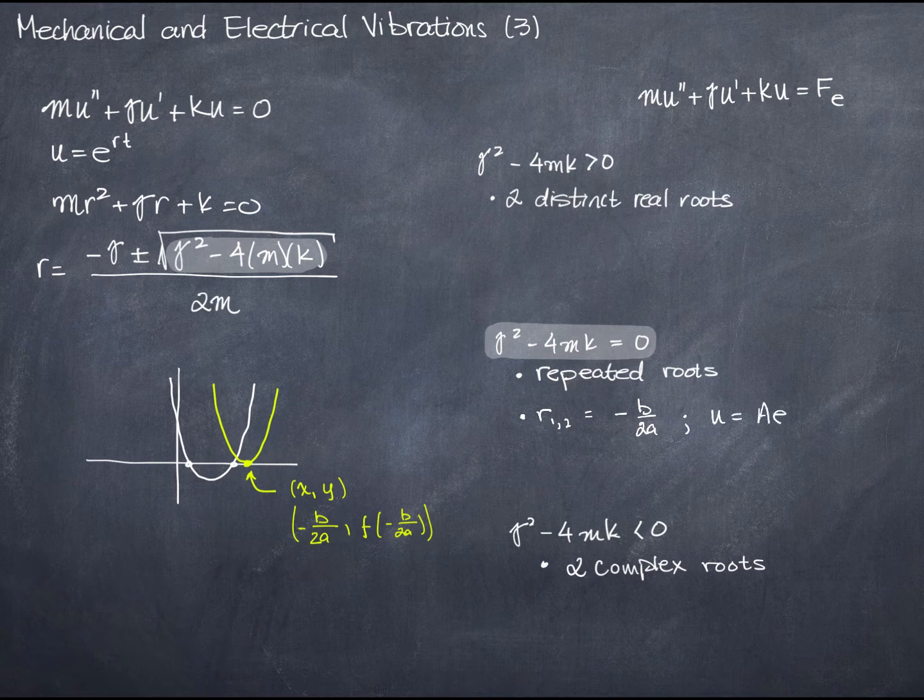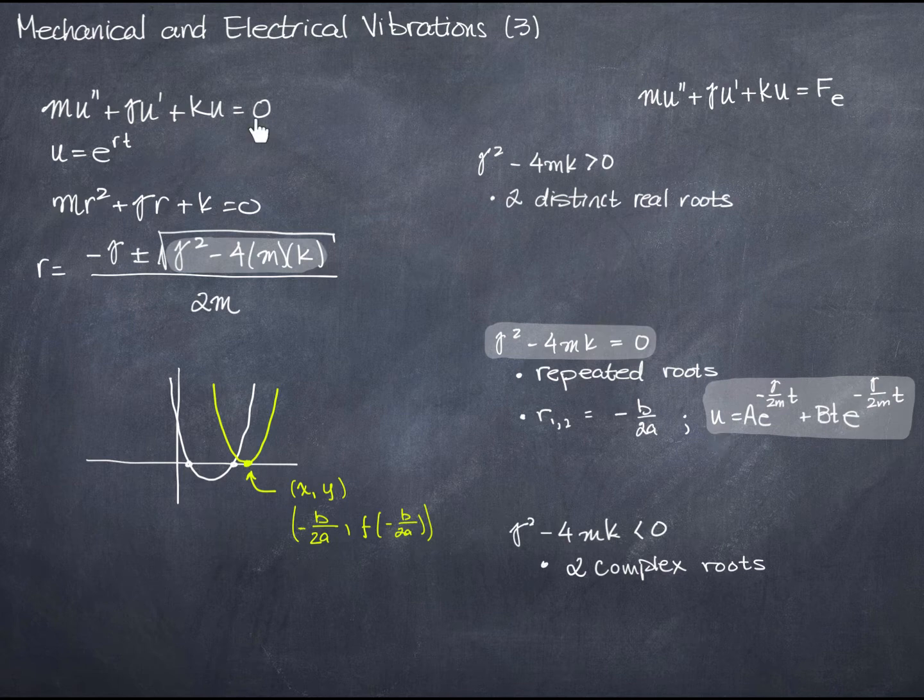The linear combination of a e to the r1 of t, where r1 is negative b, which is gamma over 2a, a is m, times t, that's a e to the rt, plus b times t e to the rt, where r is the same value as in the previous term. So for this situation, when the discriminant of our characteristic equation is equal to 0, we know that our solution will take this form.